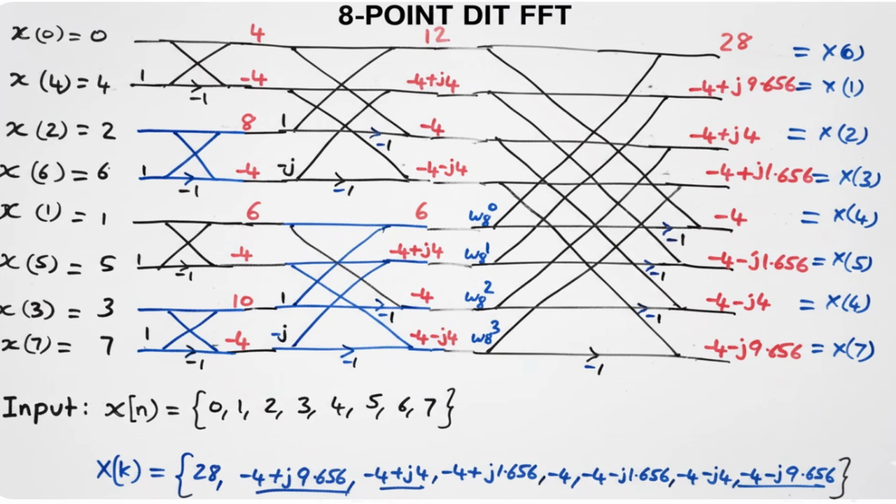So here is another example. If you see here, this is a very simple example. Suppose the input values are 0, 1, 2, 3, 4, 5, 6, 7, right? So x0 is equal to 0, x4 is equal to 4. So x2, already all these values are given. Put all these as the inputs.